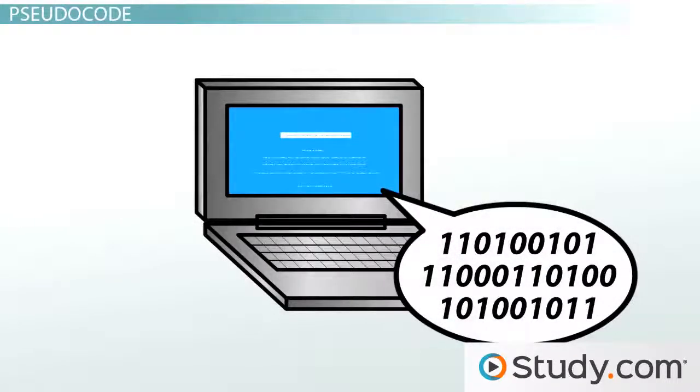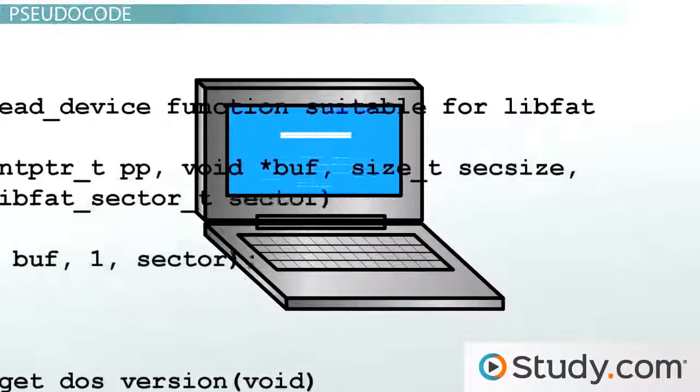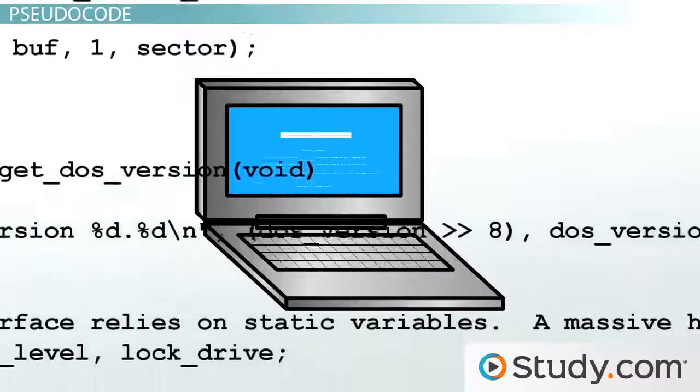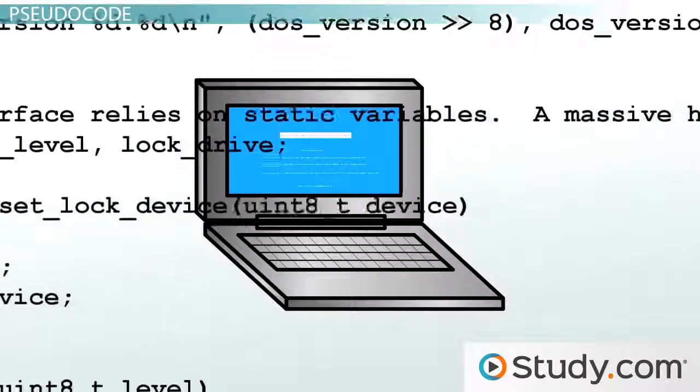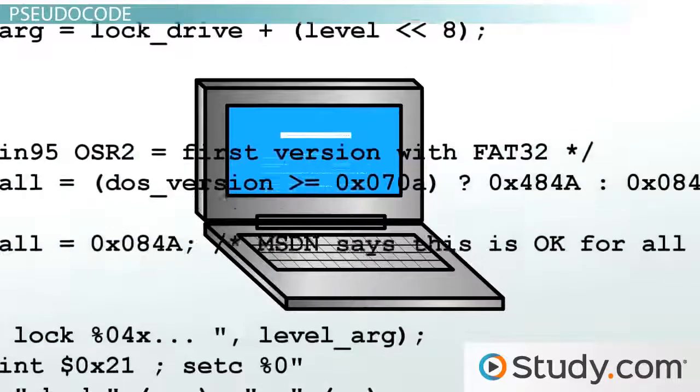A computer program is written in a language that a computer can understand. There are hundreds of different programming languages, each with their own logic and syntax. Writing code is not difficult, but requires great attention to detail and can be very time-consuming.